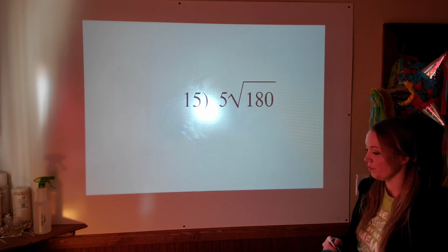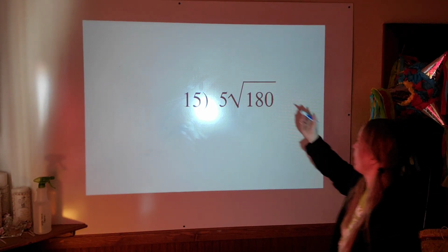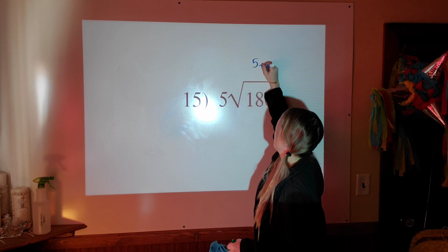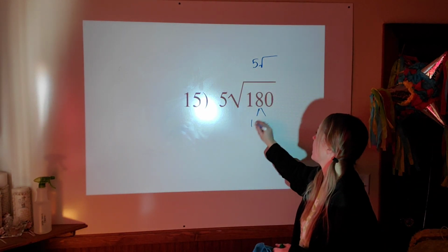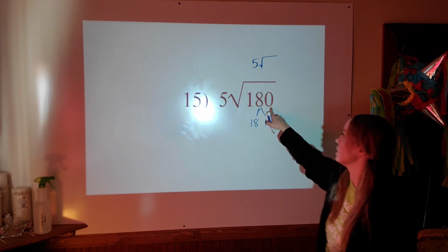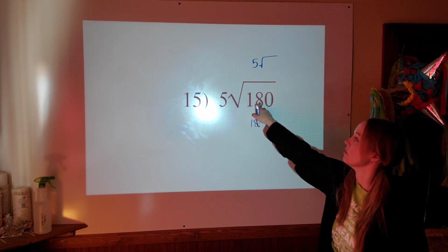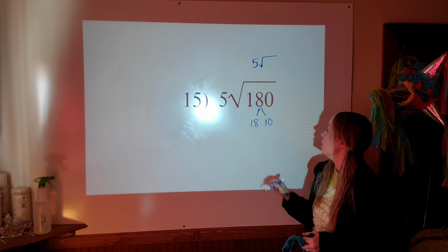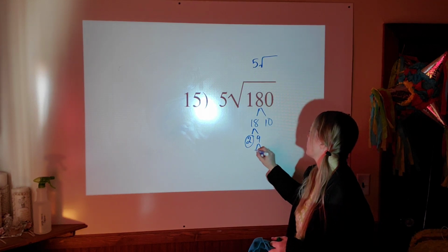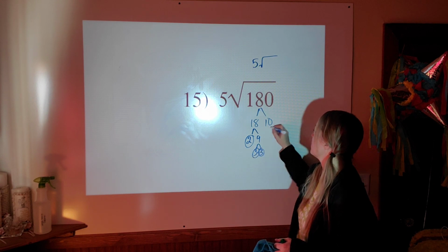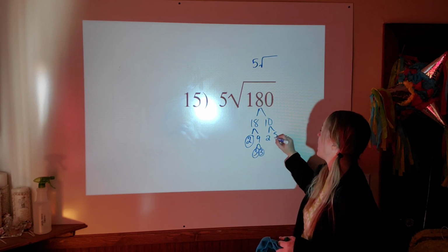Number 15, you've got 5 on the outside. So I've got to break this down. This is going to be 18 times 10. It ends in a 0, so it's 10 times whatever that is. And then the 18, 2 times 9. 9 is 3 times 3. 10 is 2 times 5.